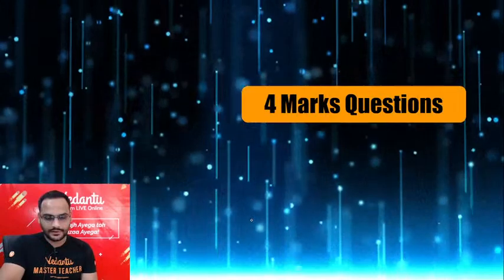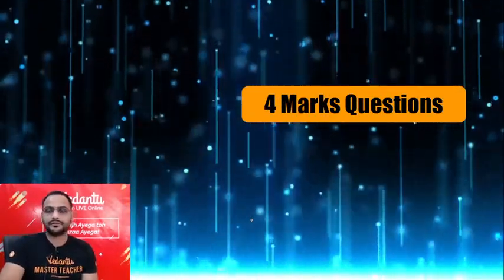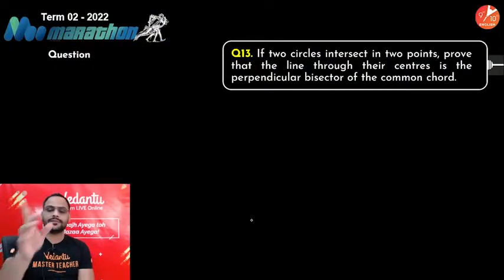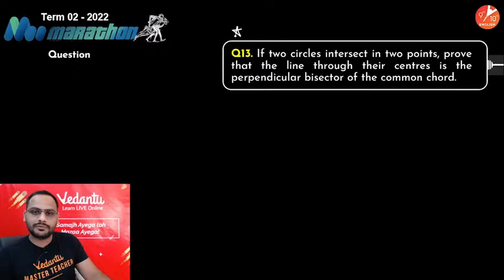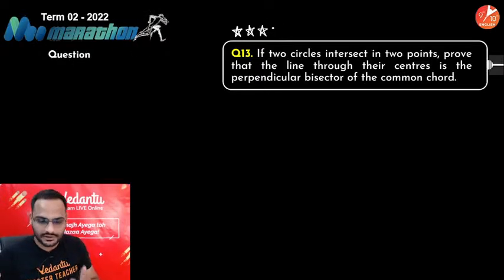Alright. Let's move ahead with the bigger questions, 4 mark questions. First one: if two circles intersect in 2 points, prove that the line through the centers is the perpendicular bisector of the common chord. Now this is one of the most important questions from the topic circles. Be very careful and see what I am doing with this question.